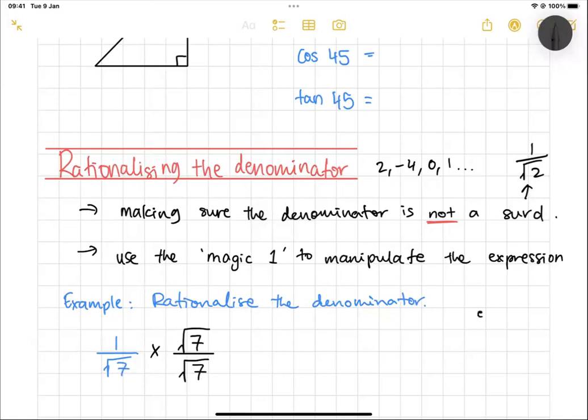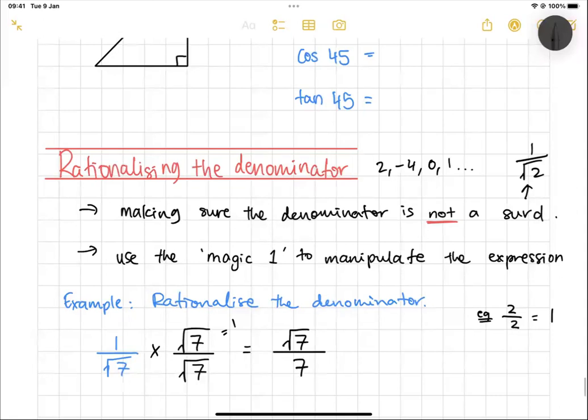It's the exact same concept as with rational numbers, 2 over 2, right? 2 over 2 represents a 1 whole. Same thing with square root 7 over square root 7. It equals 1. Okay, so once I've done that, using that magic one, I'm going to multiply 1 times square root 7, which equals square root 7, all over square root 7 times square root 7, which equals 7.